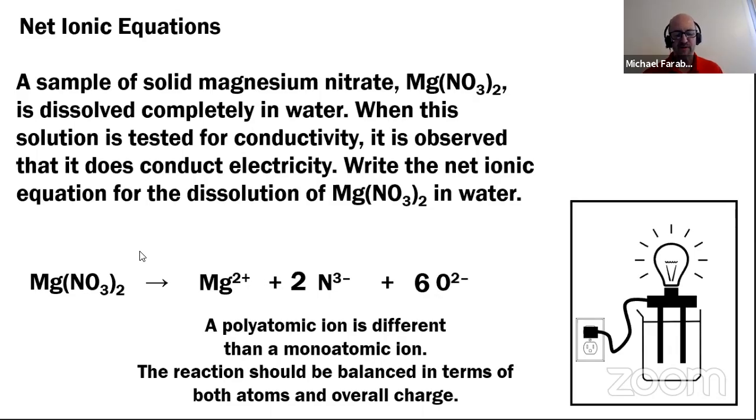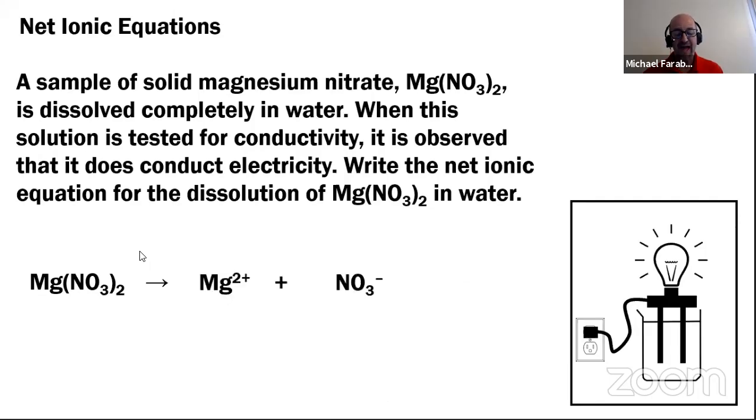be balanced in terms of both atoms and overall charge. Hopefully you can see that on the right side of the equation, we have a total charge of +2 for magnesium, -6 for the 2 nitride ions, and then -12 for the 6 oxide ions. That's not going to be balanced in terms of charge. So magnesium and nitrate, those are the correct formulas. And again, don't forget to put a 2 in this case in front of the nitrate to balance both the atoms and the charge.